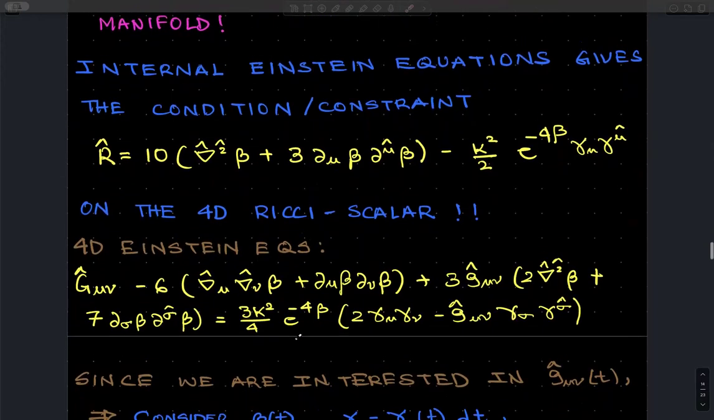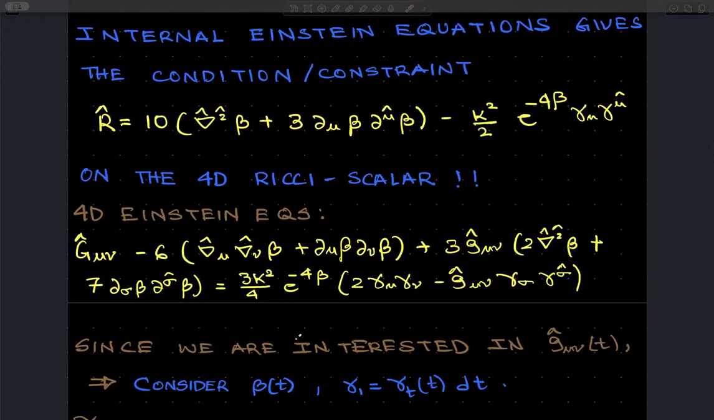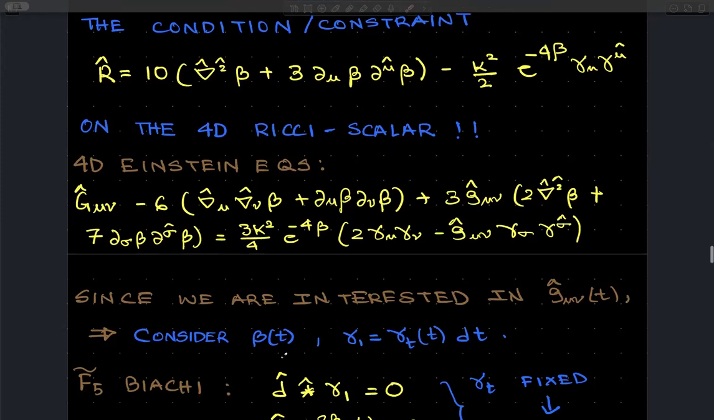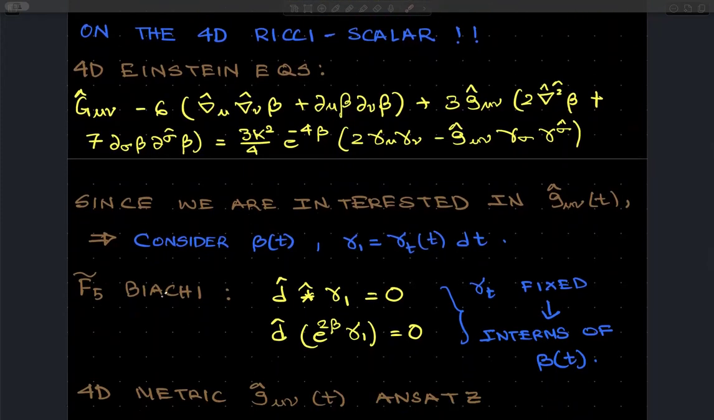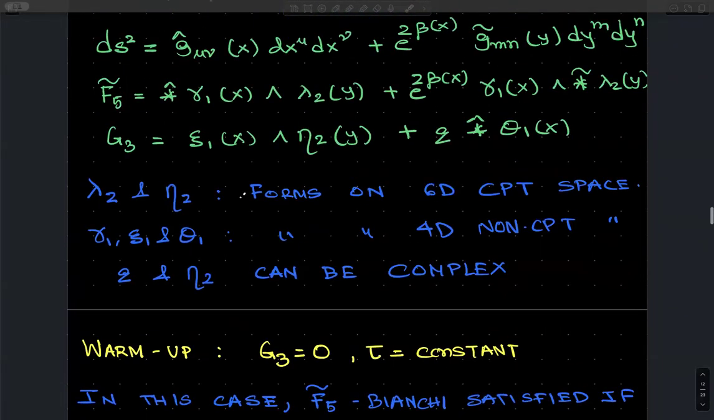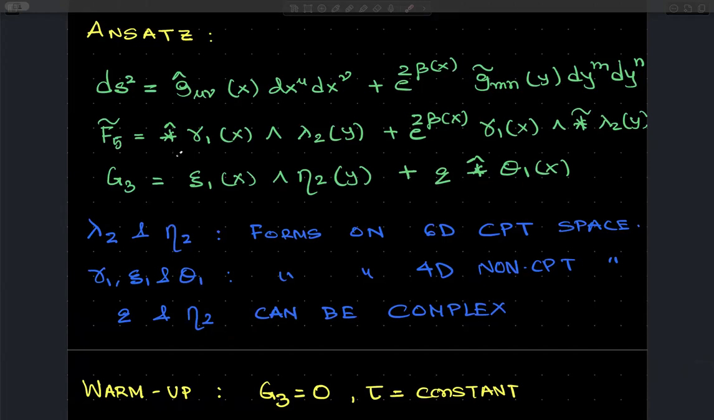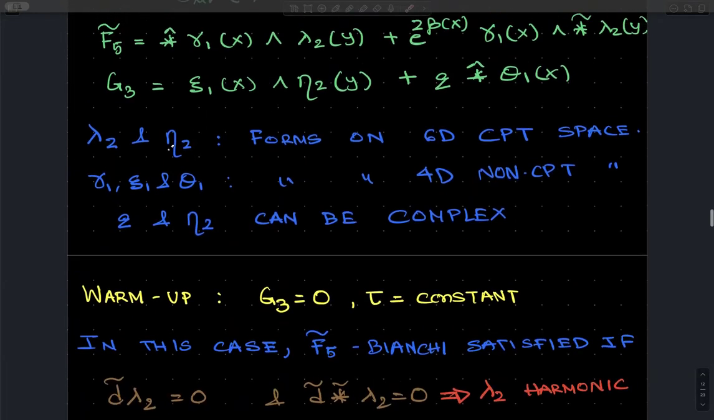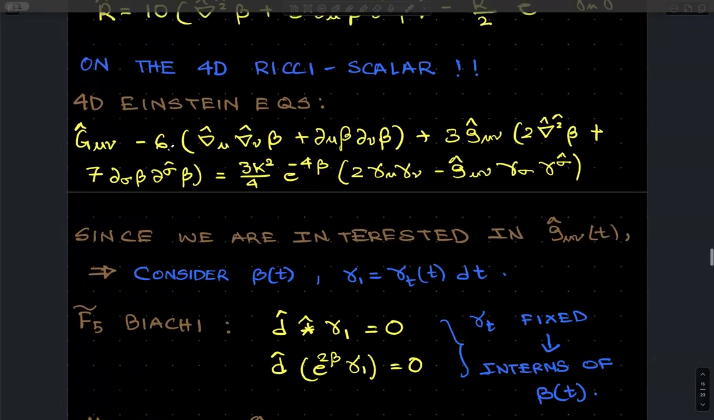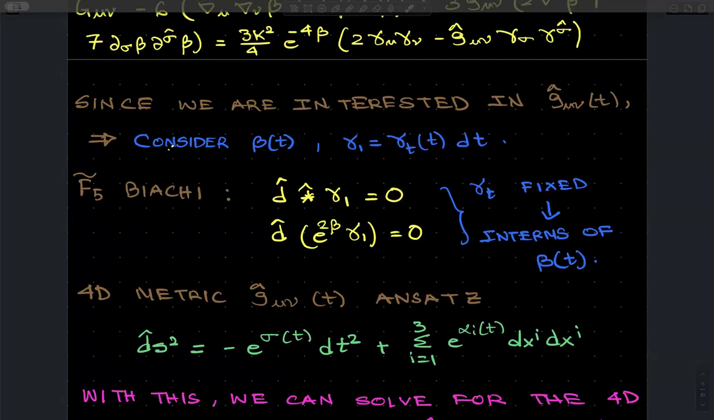Again, since we are now interested in the 4D time-dependent story, we'll now make beta time dependent. And from the F5 Bianchi, I missed an N here, gamma t will be fixed in terms of beta, where gamma 1 is a 1-form in the external space. Of course, star is a 3-form. This is a 4D star.